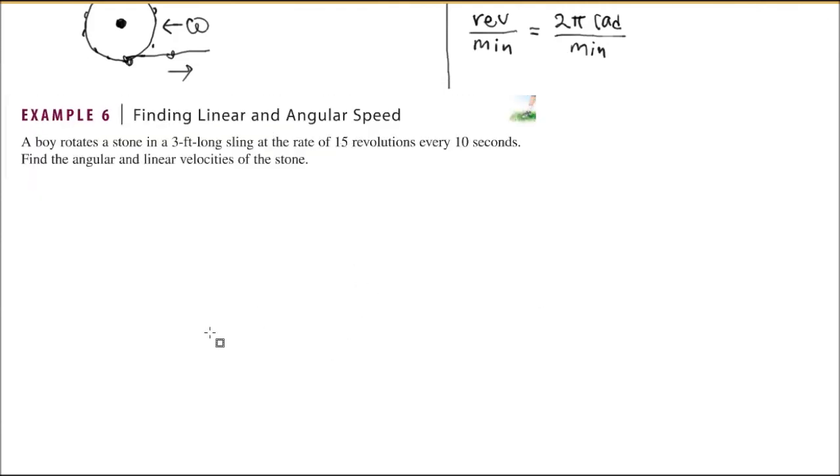All right. A boy rotates a stone in a 3 feet long sling at the rate of 15 revolutions every 10 seconds. Makes sense, right? Yeah. Find the angular speed and find the velocity of the stone. Angular speed makes sense? The idea. Fast rotating. How about the linear velocity of the stone?